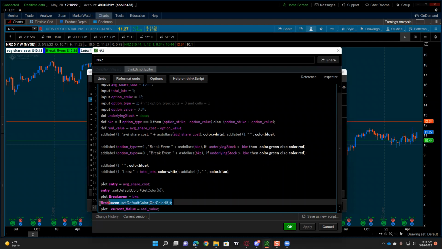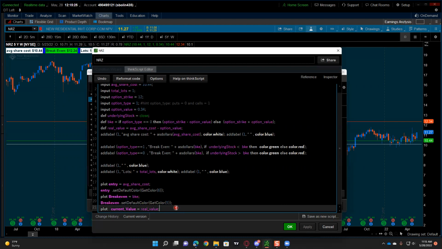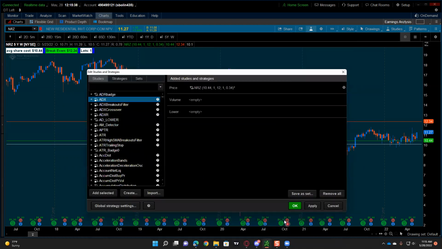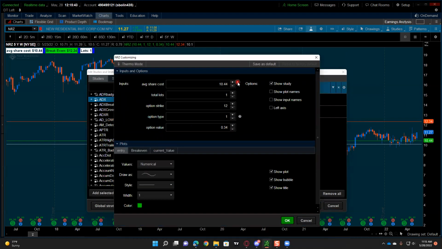And we'll make it where we can change the color on that one too. All right, so now let's look at the user dialog box. How many lots, what strike we sold, what option type it is, reminded with a reminder, and our option value, how much premium we got when we sold that.